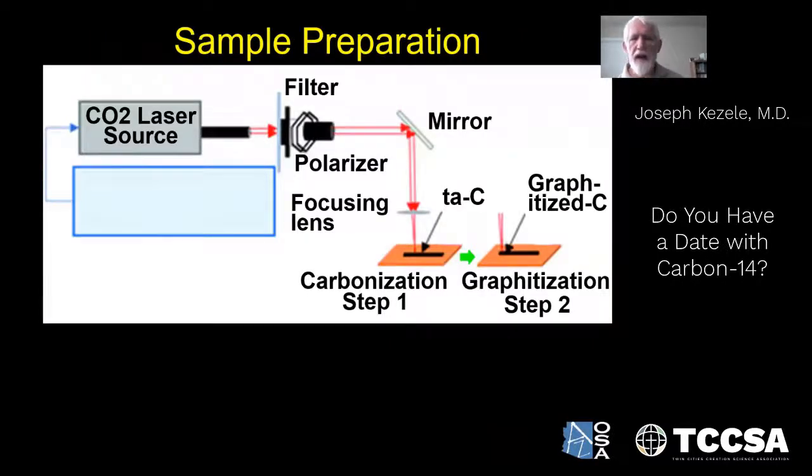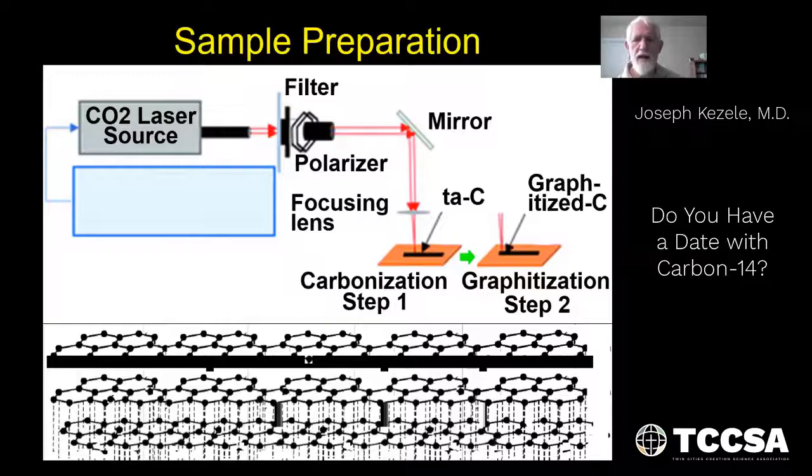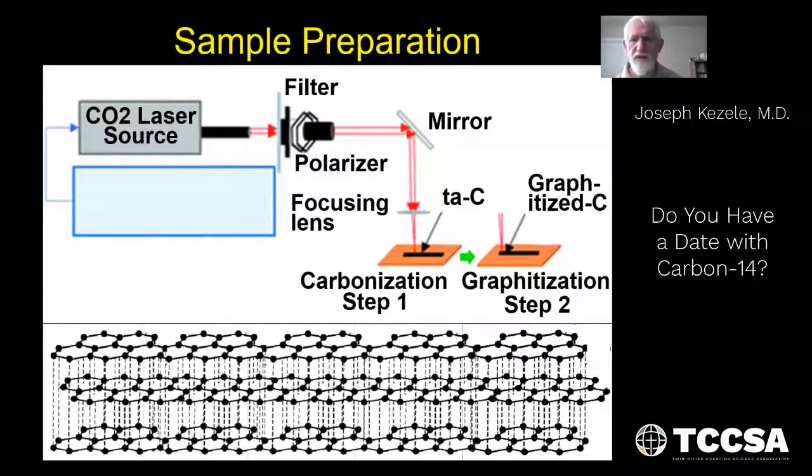So the sample now is further prepared by using a laser source to put intense energy to carbonize the specimen so that the carbon atoms then form sheets, planar sheets, which we call graphite, which you see here on the bottom of the slide, these parallel sheets where the carbon atoms are covalently bonded by electrons in the plane. But very weak forces are what hold the sheets together.